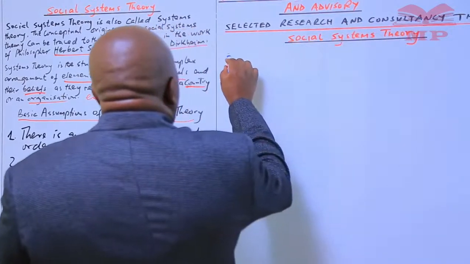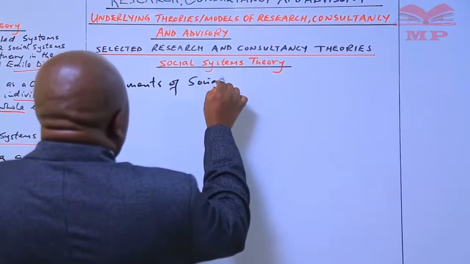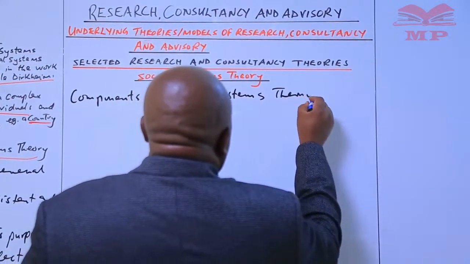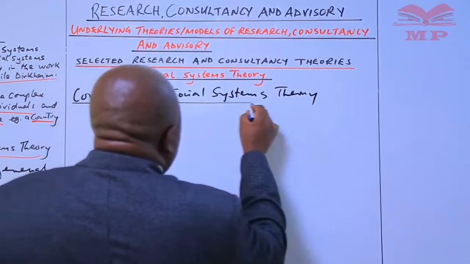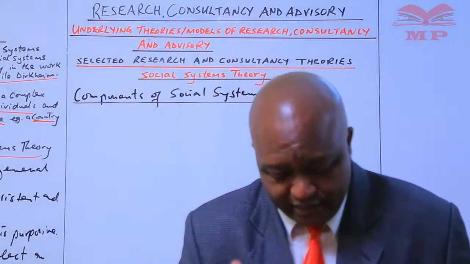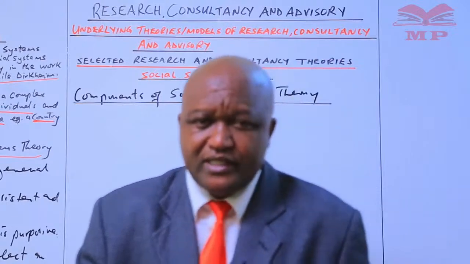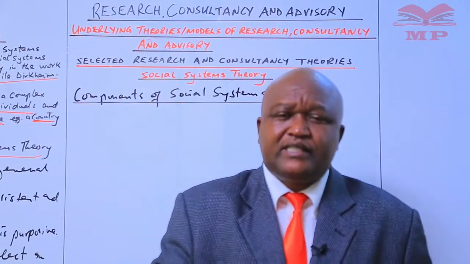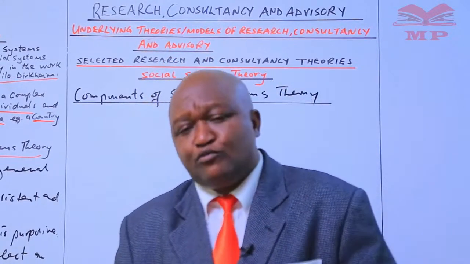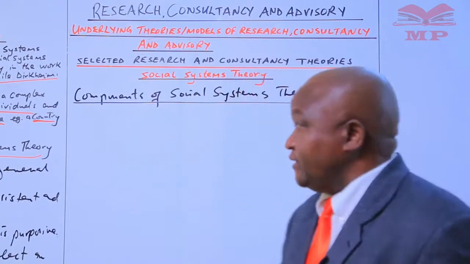Components of social systems theory. There are components, or the characteristics of social systems theory, which define what the social system is. And these components are: you have an input within the system, you have a process in the system, you have output in the system, and there is a feedback loop from output to input, and then there is the environment within which that particular system operates.